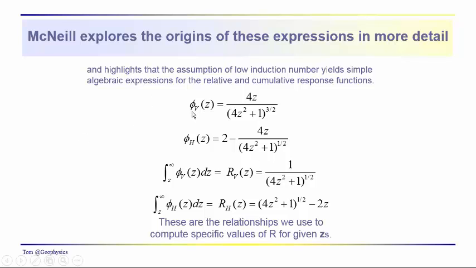Okay, well, by now I think you're pretty familiar with the relative response function phi and the cumulative response function R_V of z, which is the integral of the relative response function from z to infinity. So we've been talking about these functions graphically and illustrating how you can put them together in order to calculate the apparent conductivity measured using low induction number instrumentation.